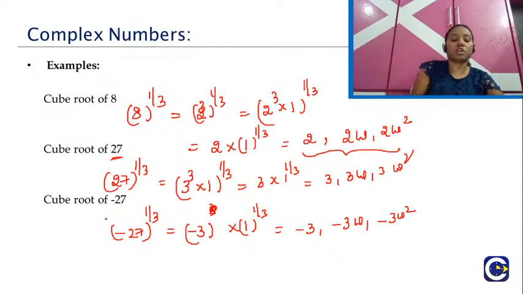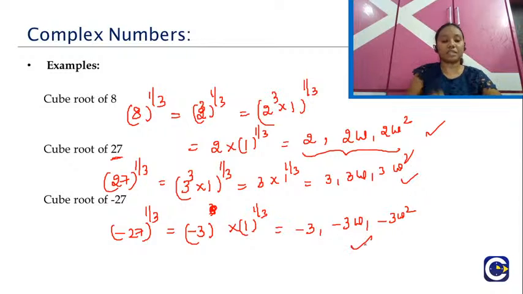Because here we are talking about cube root, we will be having 3 solutions. If it is fourth root, then it will be 4 solutions. So the 3 solutions here are, for the first one, 2, 2 omega and 2 omega square. For the second one, 3, 3 omega and 3 omega square. And for the third one, minus 3, minus 3 omega and minus 3 omega square. Right. So these are our simple and easy examples related to cube root of unity.